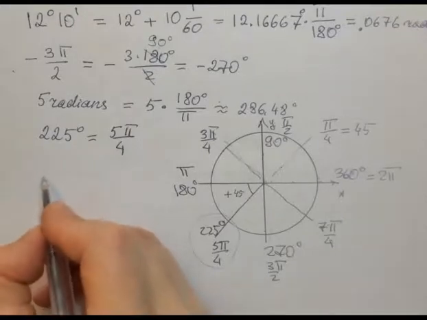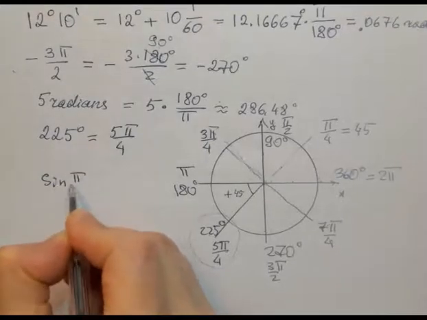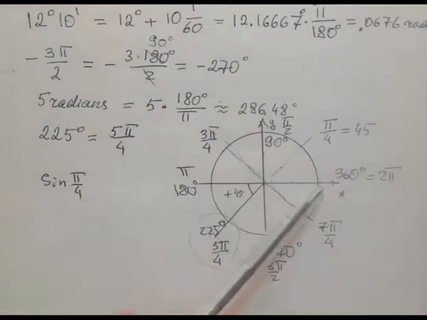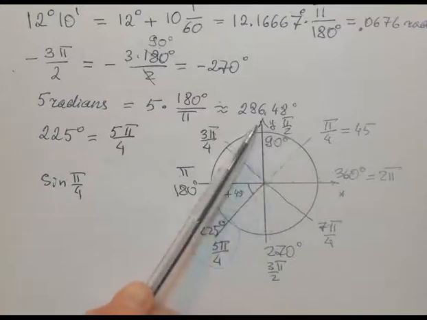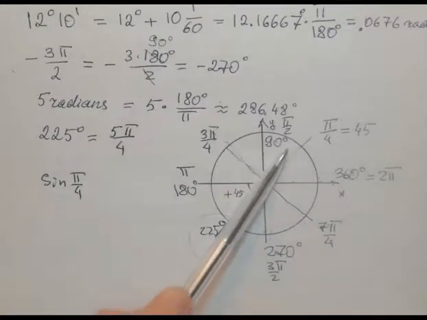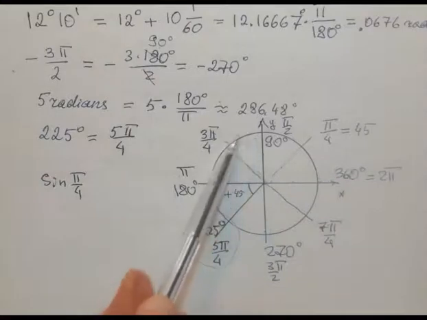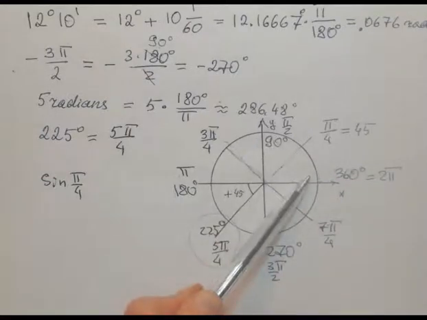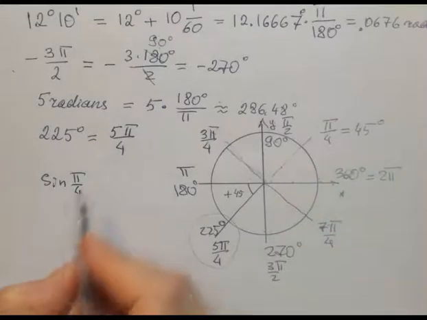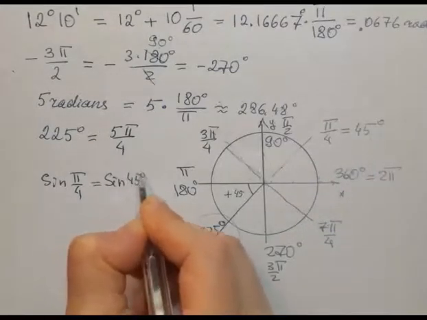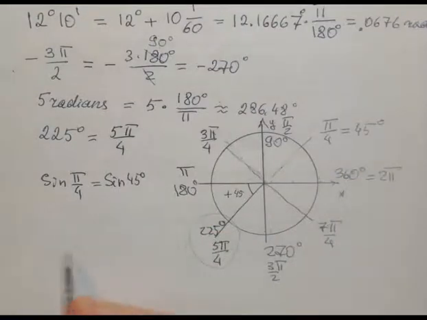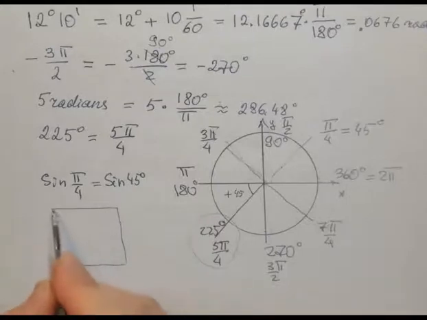Now let us find sine of pi over 4. Pi over 4 is half of a right angle, is in the middle of the first quadrant, and is the same as 90 over 2, or 45 degrees. So sine of pi over 4 is equal to sine of 45 degrees.